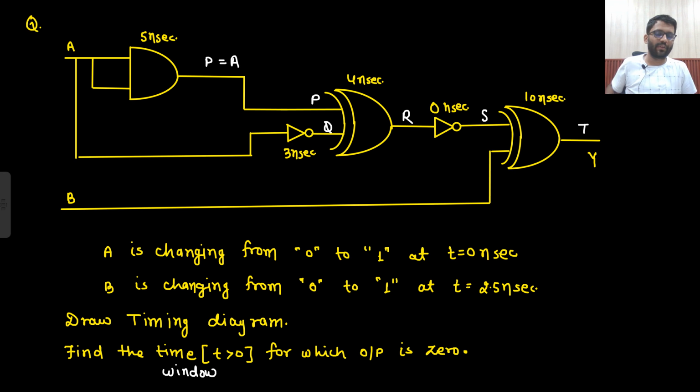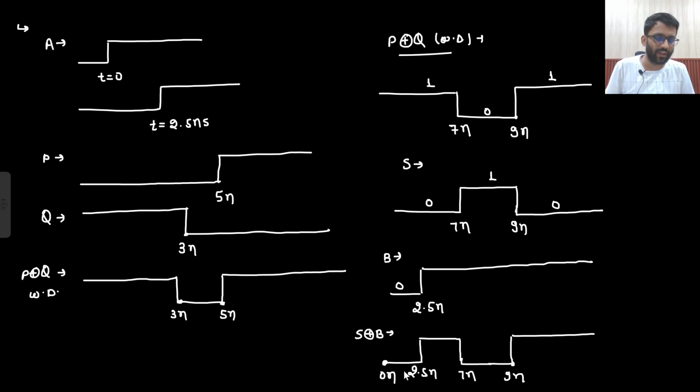Okay. Now what we need to do? We need to introduce a delay of 10 nanosecond. So basically all will be increased by 10 nanoseconds. So this will be the final waveform. This is my output Y. This is my final output Y. So this is how I will be drawing in the examination.